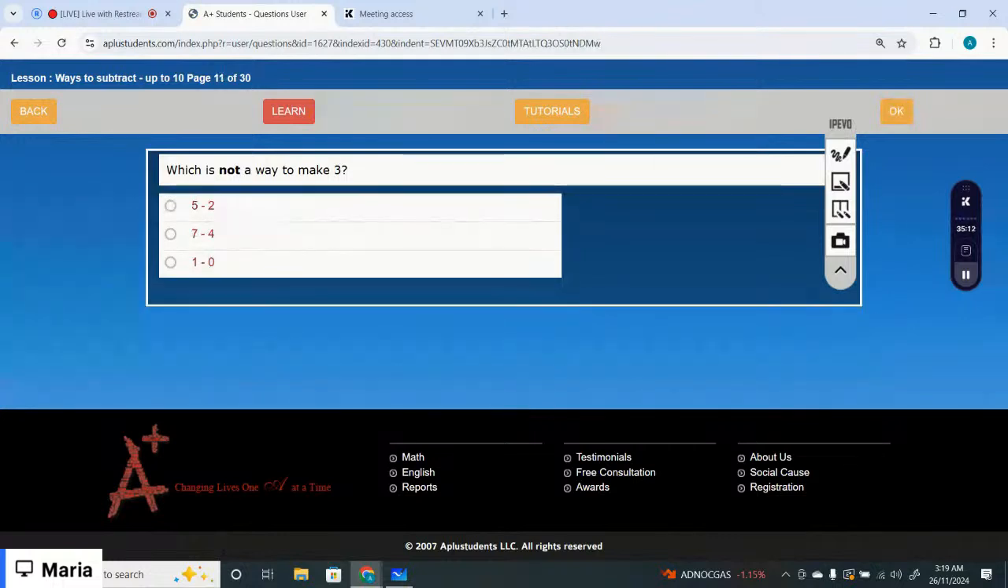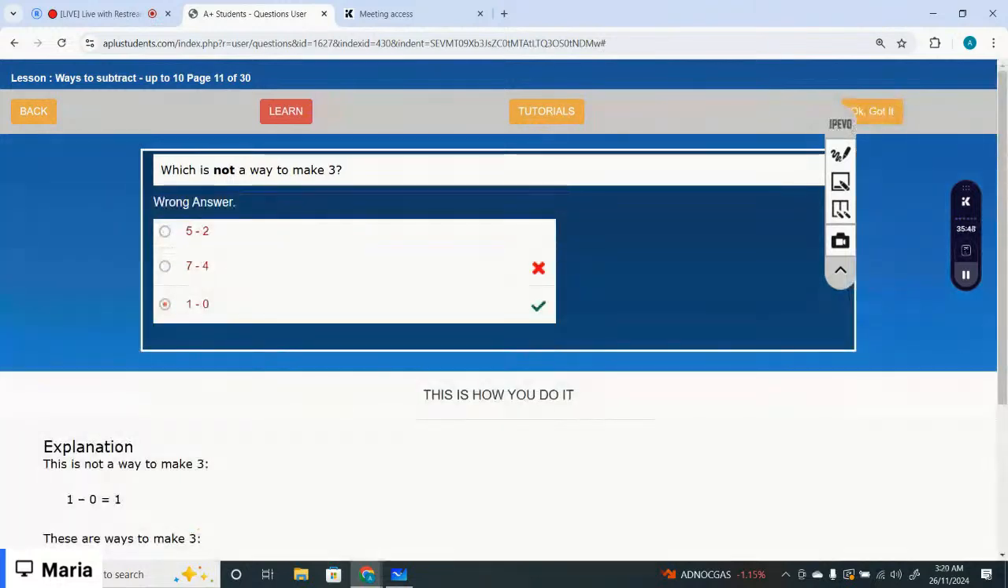Which is not a way to make 3. So which is the correct option? That is 7 take away 4. Option number 2 is the correct option. 7 take away 4 is 3. Oh, not a way to make 3. Sorry. That is 1 take away 0.